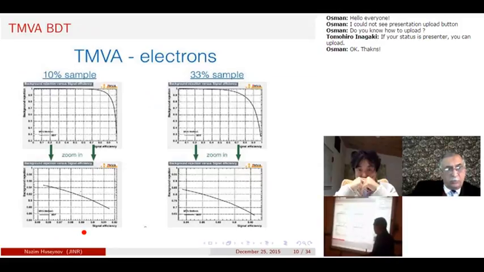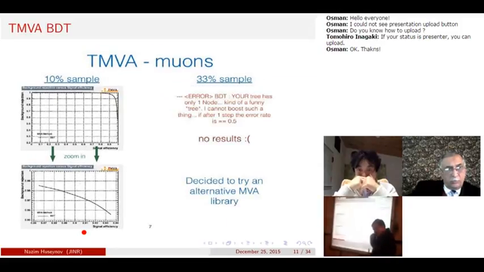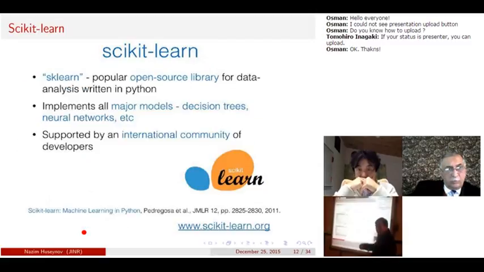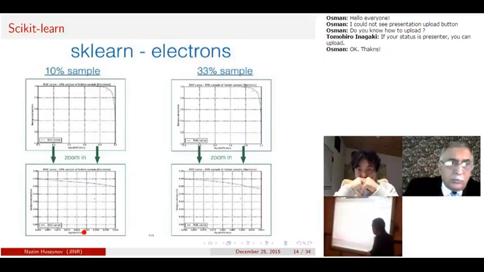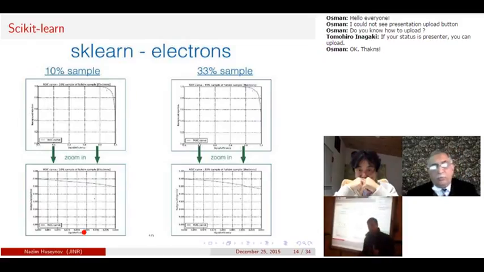Okay. We use a tool called scikit-learn. In scikit-learn, we use the BDT algorithm, a boosted decision tree. And what we did was compare our result from the BDT with the result from standard cuts. For example, these points come from standard cuts.